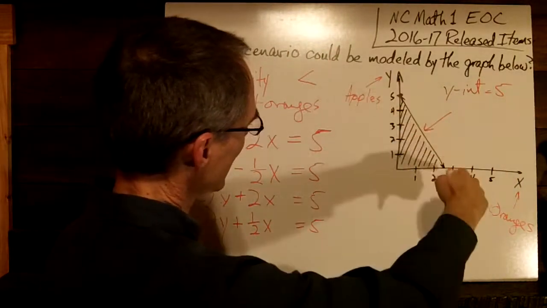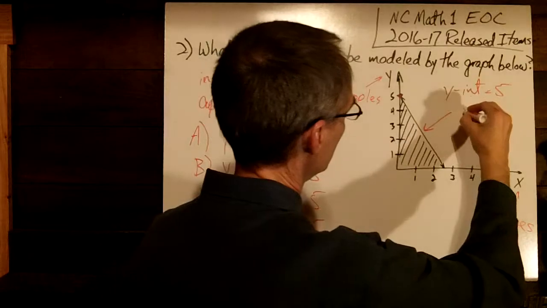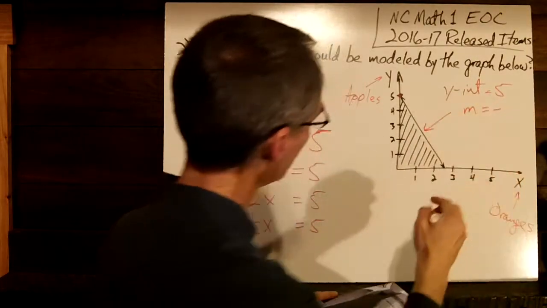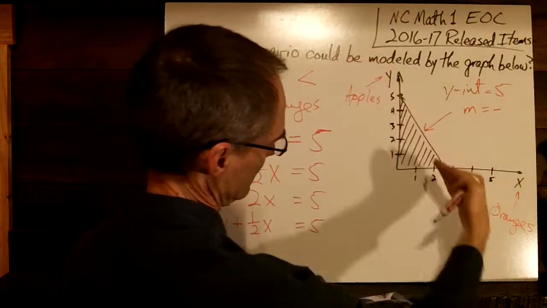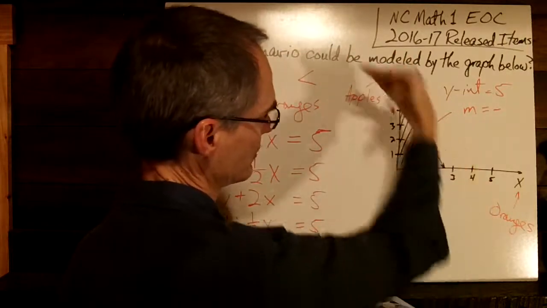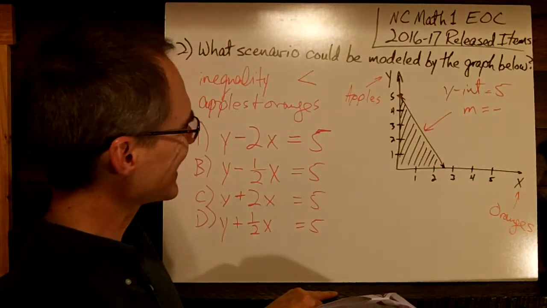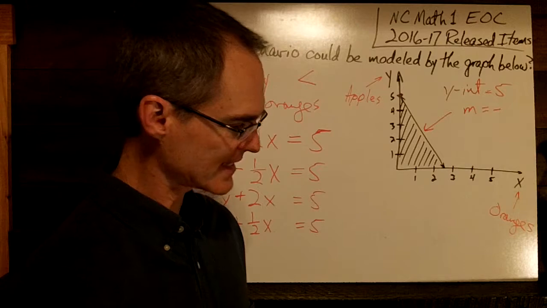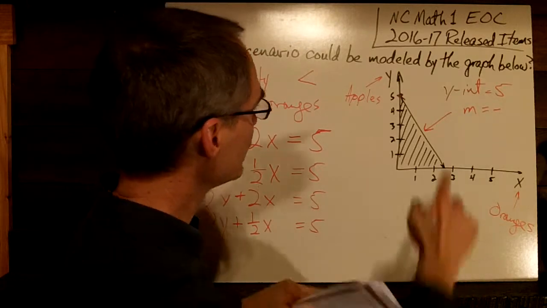And let's see, it's got a slope. The slope is negative something. I can tell it's negative because it's going in that kind of opposite way. So the slope is negative. I wonder if I can figure out exactly what the value of the slope is.